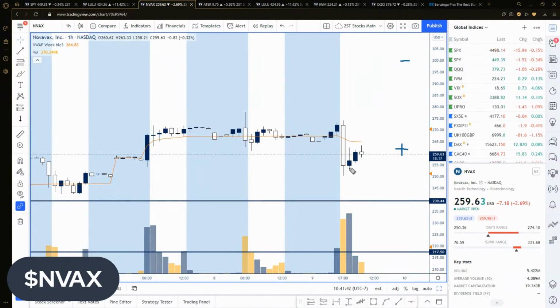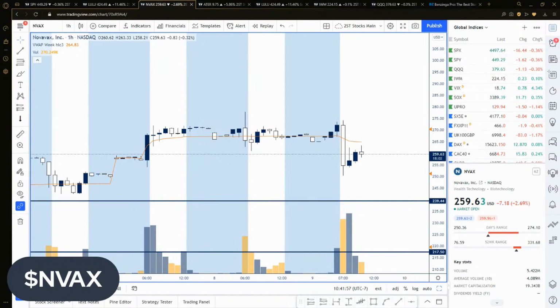Why am I buying the 260s if it goes down to 250s? Because the 260s will be cheaper because they'll be further out of the money. That reduces my entry cost basis and gives me a better payout basically on this. The other option, I'm looking at Novavax. And again, I'm just bullish on Novavax.